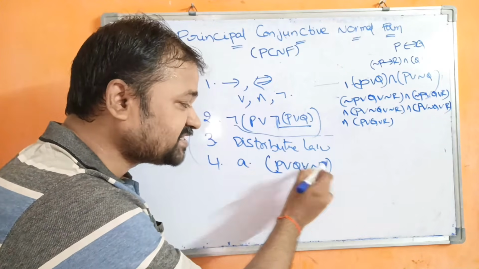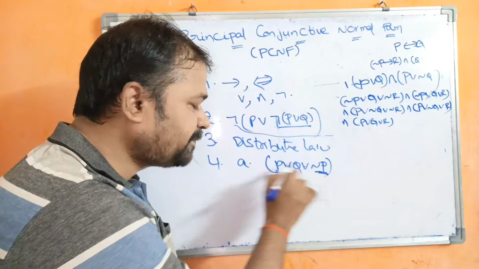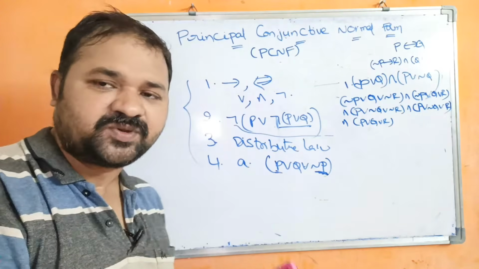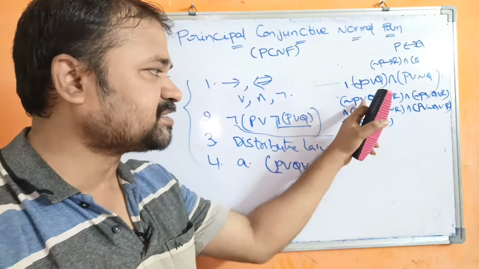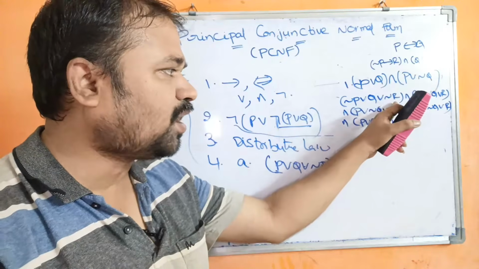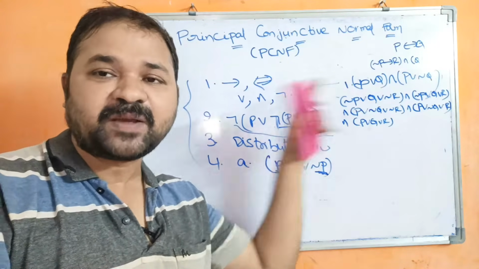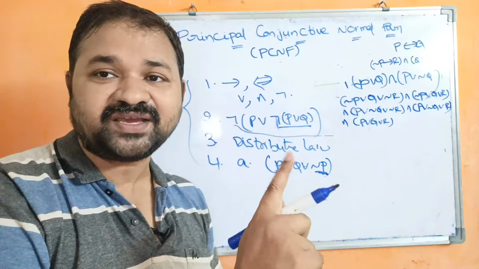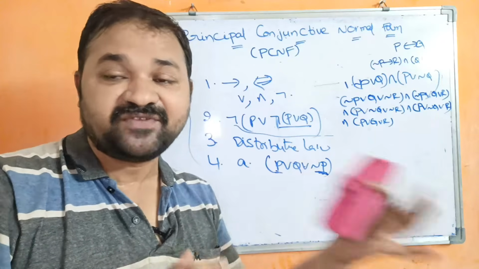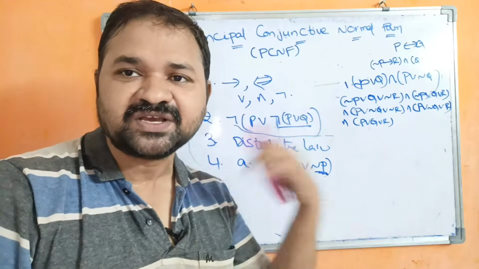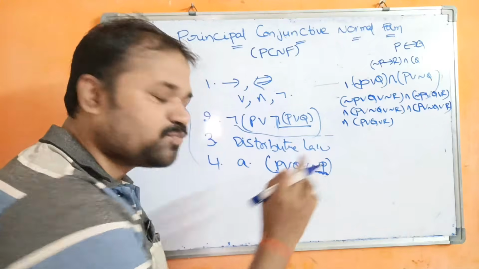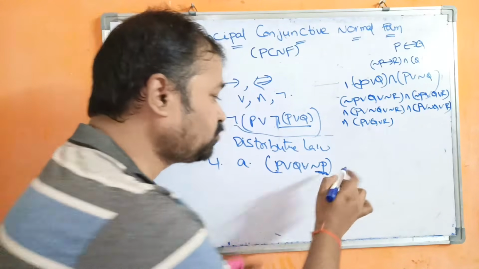Here we have negation P, so we are repeating this P one more time. But that is not possible. Max term means repetition is not possible. If you observe here, P, Q, R, in the max term a proposition will occur only once. It doesn't occur more than once. But here it is occurring more than once. So that's why we have to drop these types of terms.